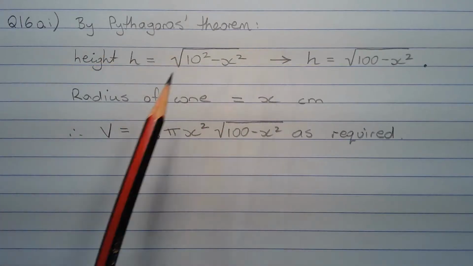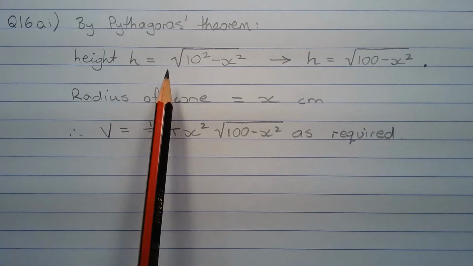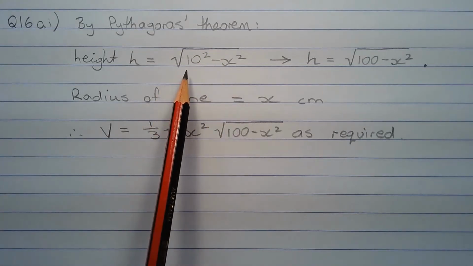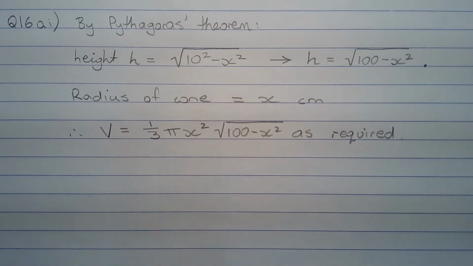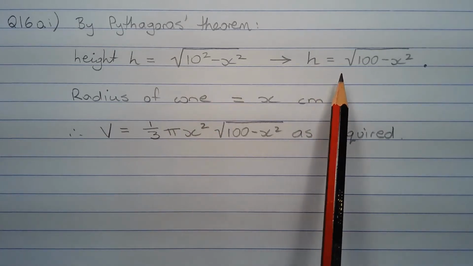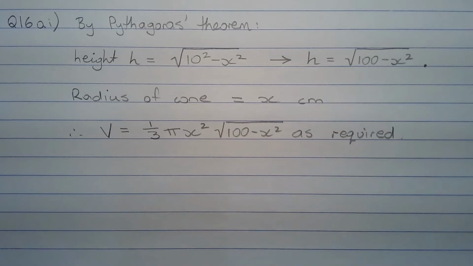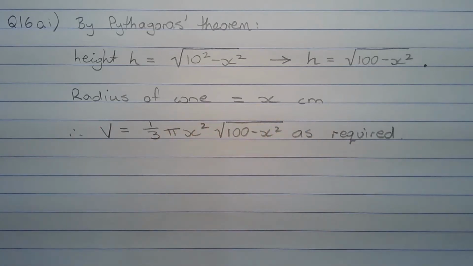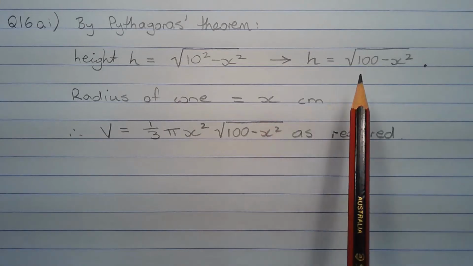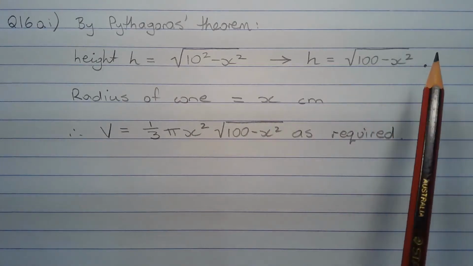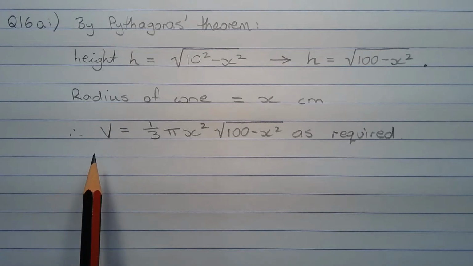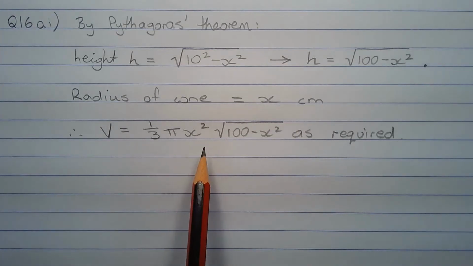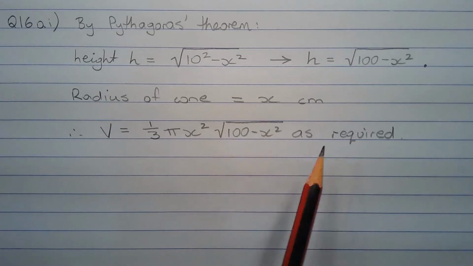By Pythagoras' theorem, height h is equal to the square root of 10 squared minus x squared, where 10 represents the hypotenuse of the right-angled triangle and x represents one of the short sides. So we have h is equal to the square root of 100 minus x squared. Now the radius of the cone is equal to x centimeters. So substituting x for r and the square root of 100 minus x squared for h into the formula for volume, we have volume V is equal to 1/3 times pi x squared times the square root of 100 minus x squared, as required.